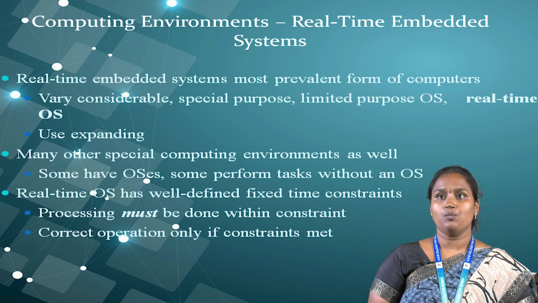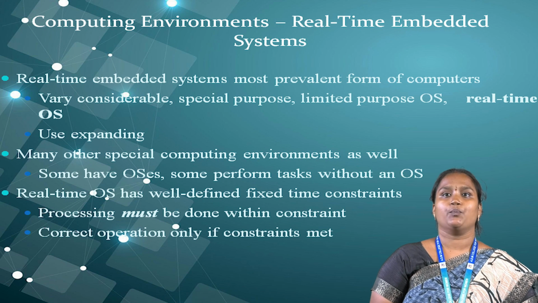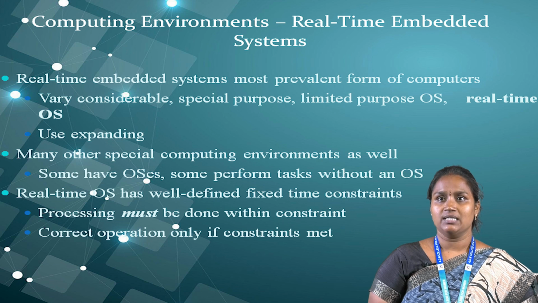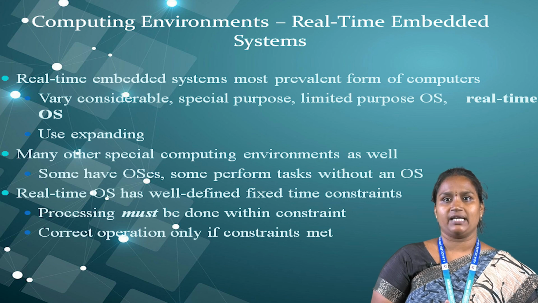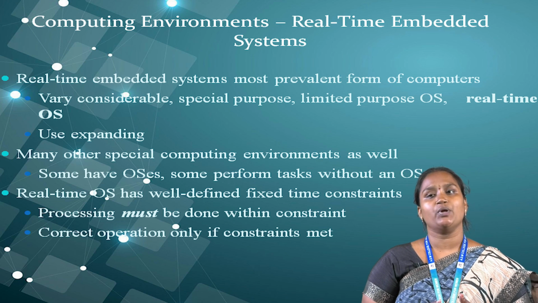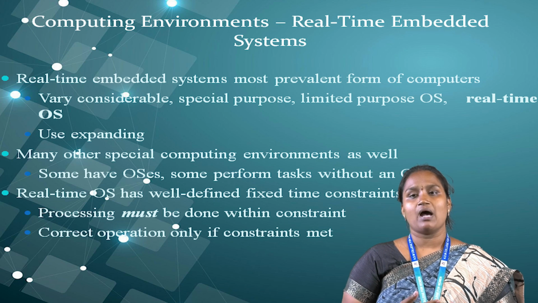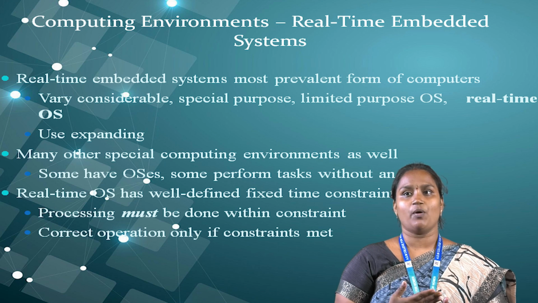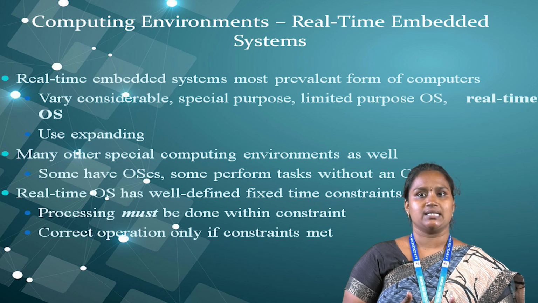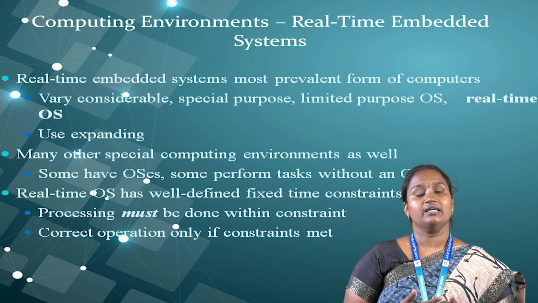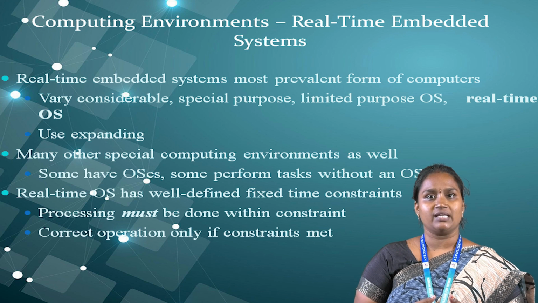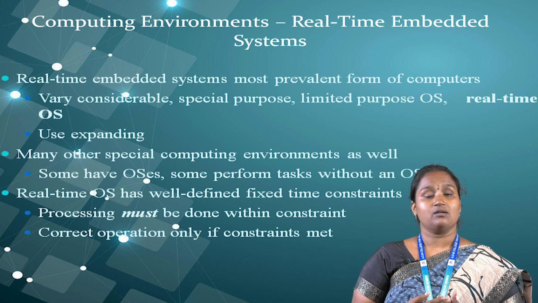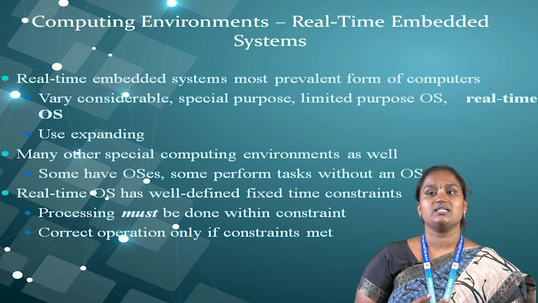Real-time embedded systems are the most prevalent form of computer. Very considerable variation: special-purpose, limited-purpose OS, the real-time OS. Use is expanding, and many other special computing environments exist as well. Some have an OS, some perform tasks without an OS. A real-time OS has well-defined fixed time constraints. Processing must be done within the constraint. Correct operation only if the constraints are met.